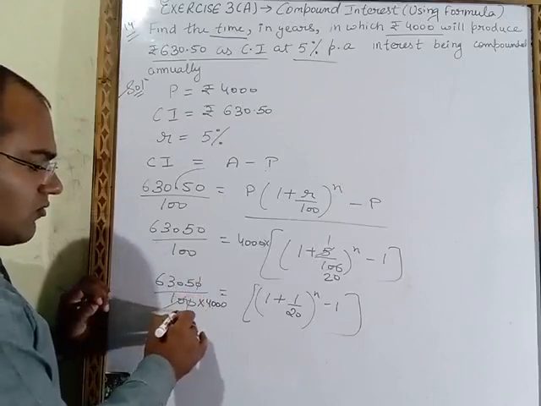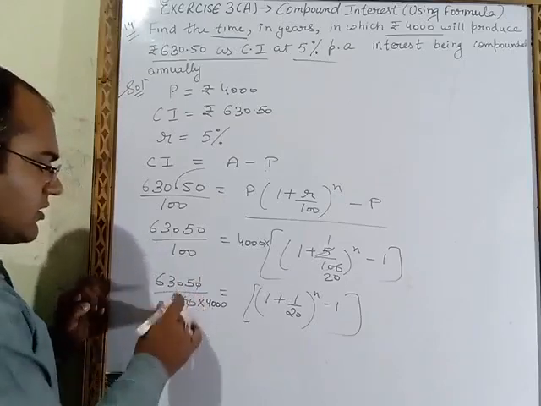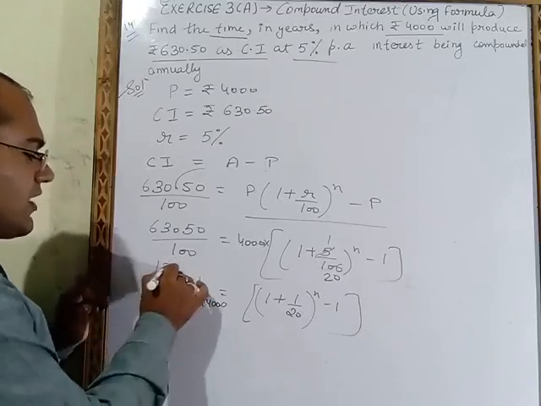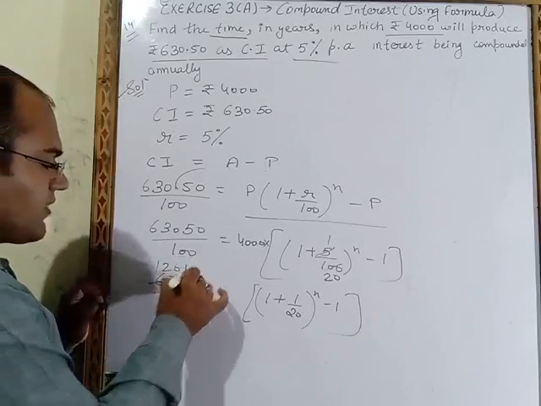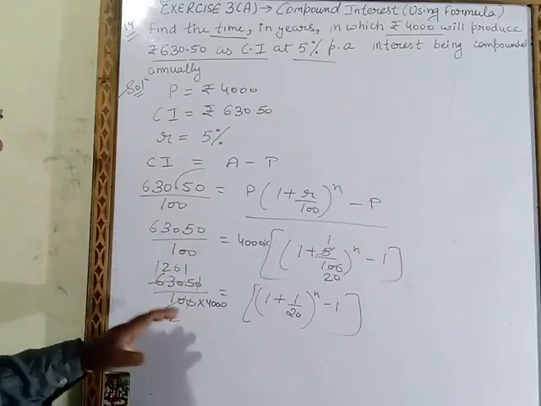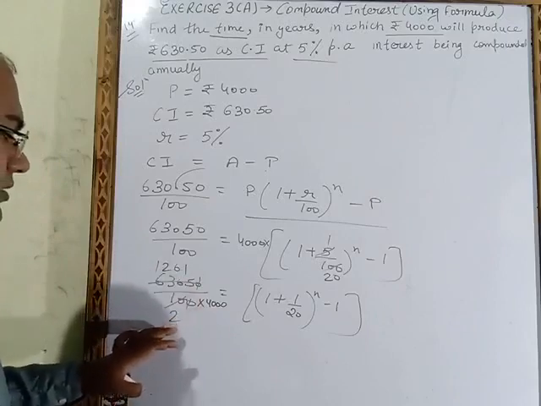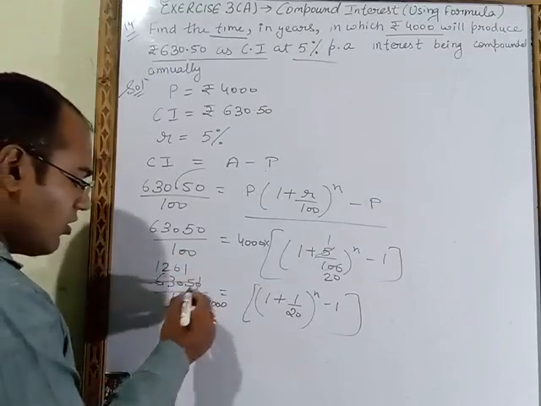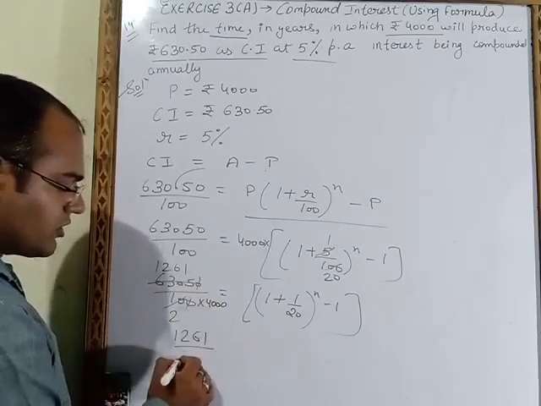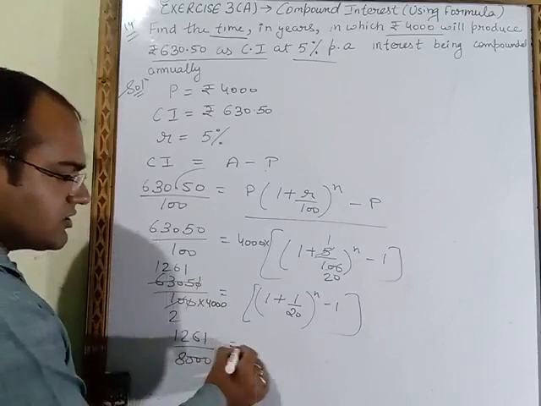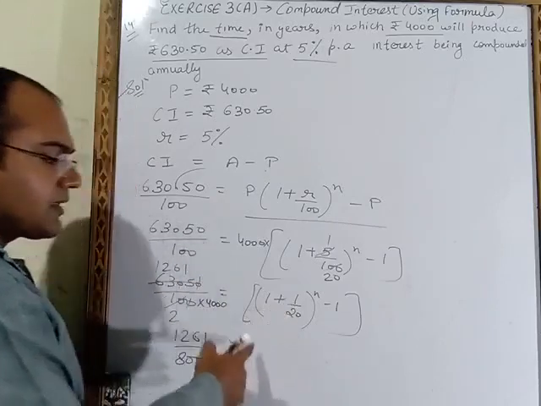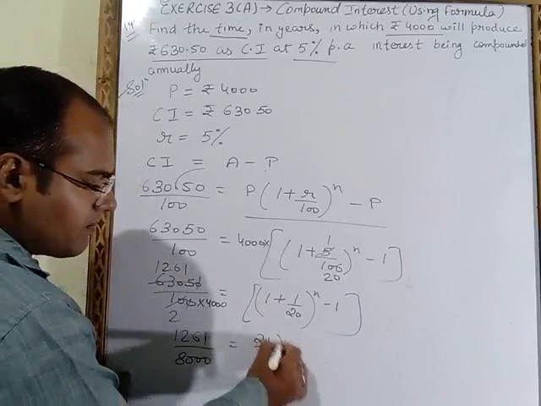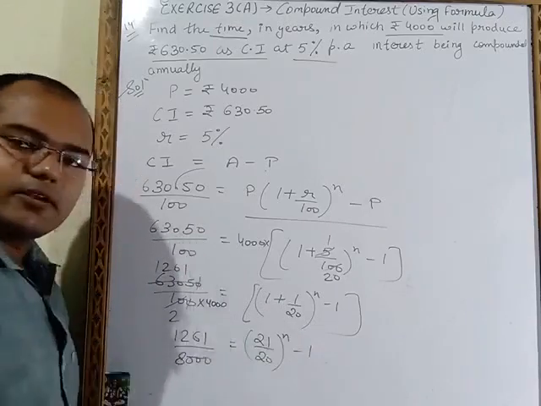2 5 10. With the table of 5 we will cancel it. 5 2 10, and this one also 5 1 5, 5 2 10, 5 6 30, 5 1 5. So 1261 upon 2 into 4000. Now on solving it, 1261 upon 2 into 4000 will be 8000, is equal to, here we will take LCM, so this will become 21 upon 20 power n minus 1.